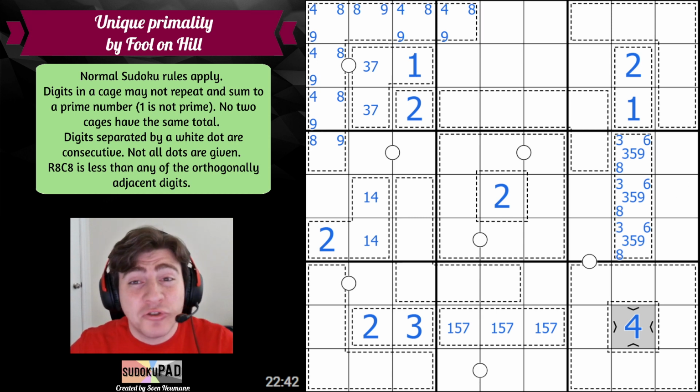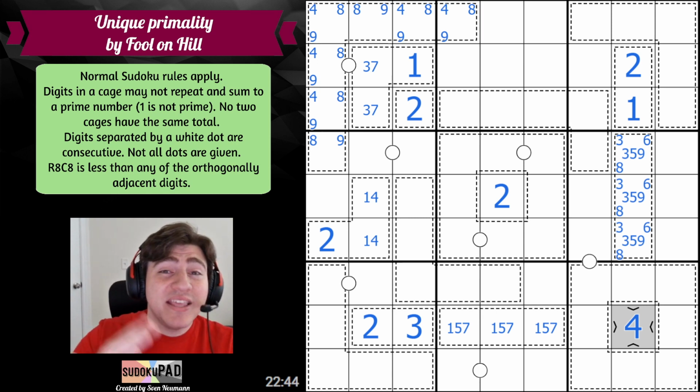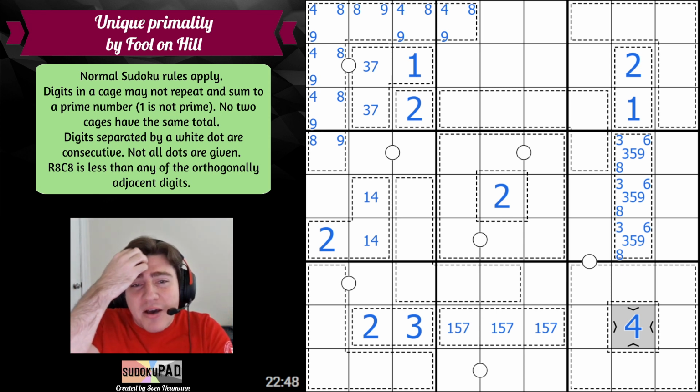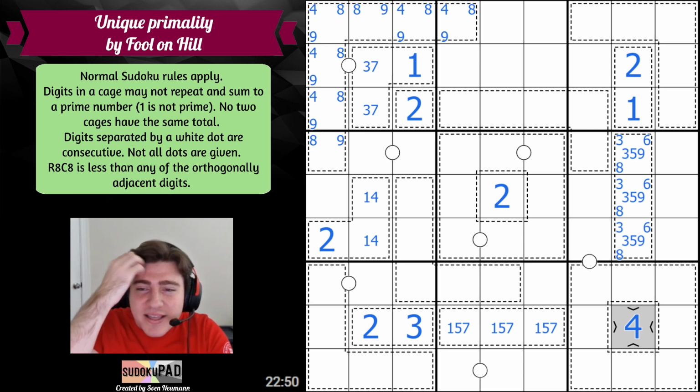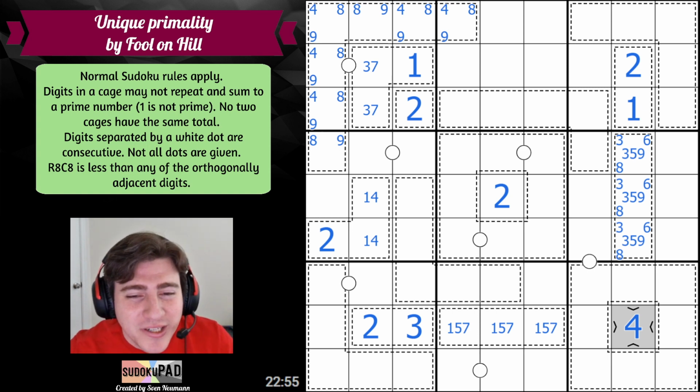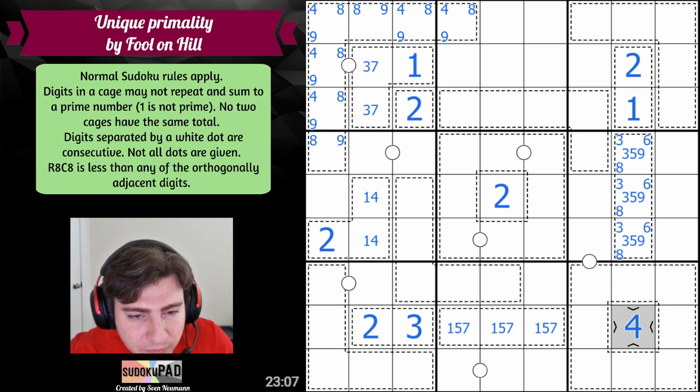But now 19 is two more than that, which means we have even more combinations of ways that we can mix that about. And I'd like to think that Fool on Hill isn't going to try to make us think of every single possible combination. But I'm going to be honest, I'm not sure.